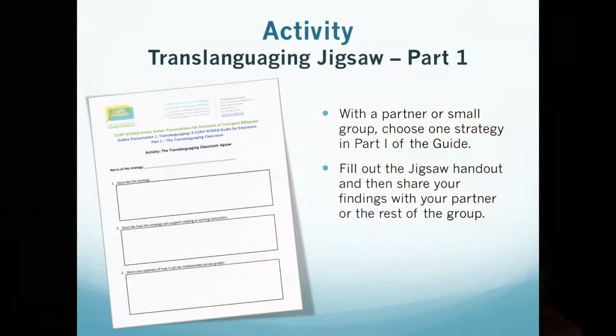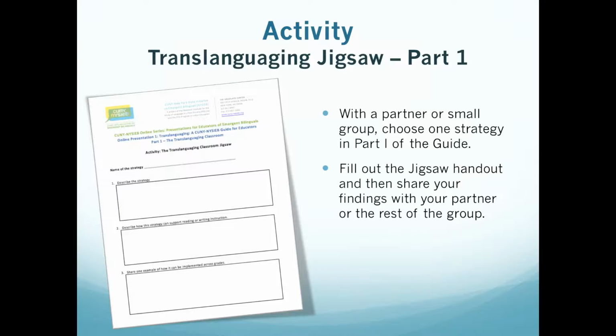Now that we explored part 1 of the guide, we're going to ask you to do an activity. You'll find the handout for this activity on our website. With a partner, with a small group, choose one strategy in part 1 of the guide, take notes using the Jigsaw handout, and then share what you find with the rest of the group as with your partner. We will continue to use a similar strategy after section 2 and 3 of the guide.